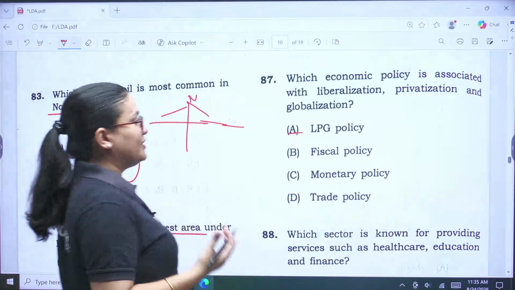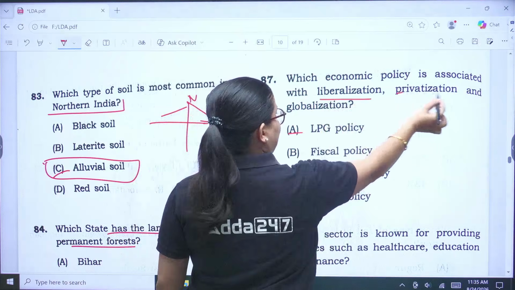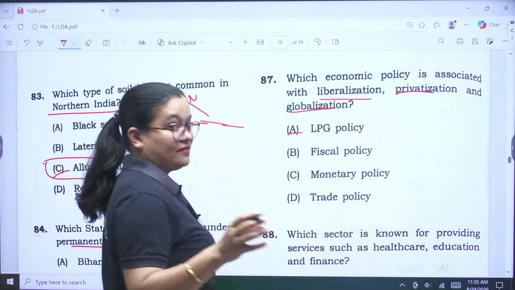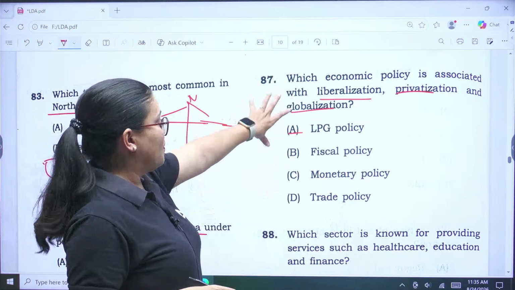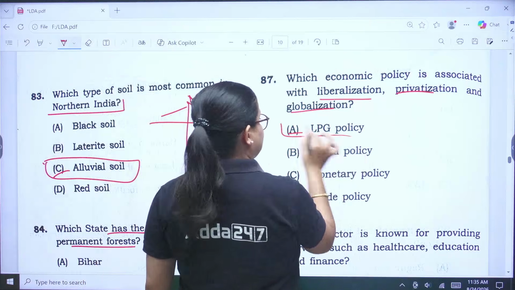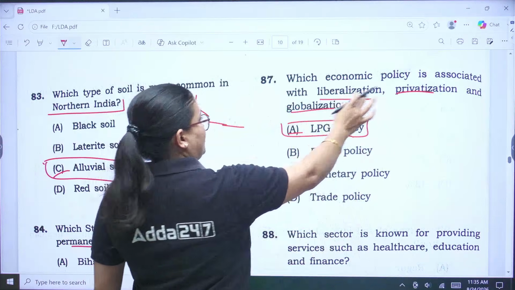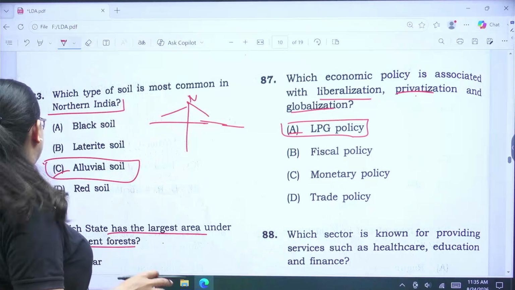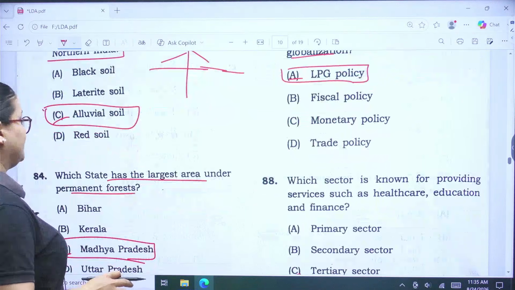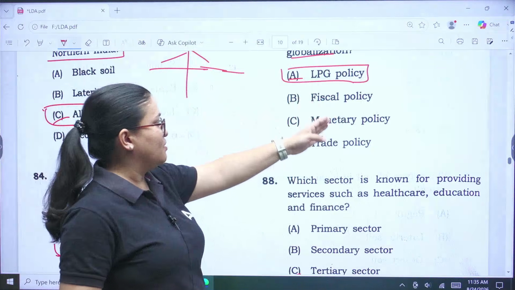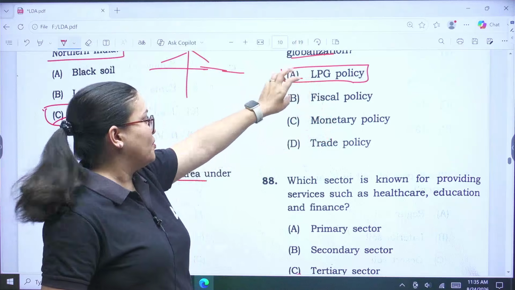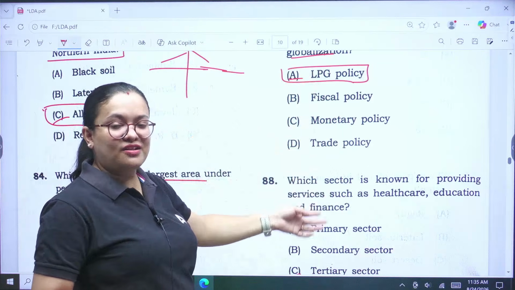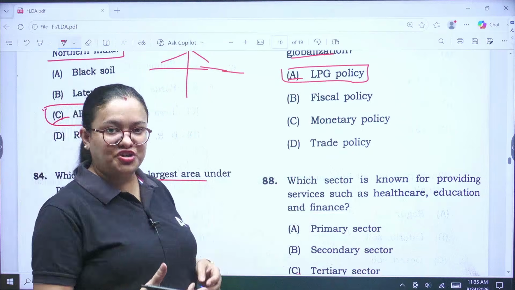Which economic policy is associated with liberalization, privatization and globalization? So whenever we say about these three particular sectors, it is referring to the LPG policy. It is not about gas. Do not get confused, because many of you have given fiscal or monetary policy. The answer was LPG policy. This was like current affairs. A few days back, it was flashing in the news.